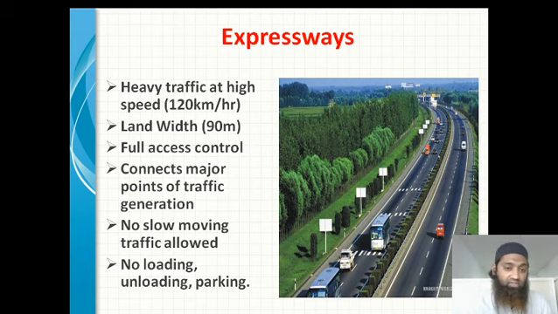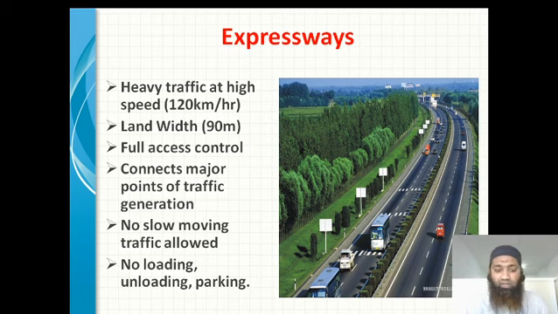Next you can see the land width is about 90 meters, from one side to the other. 90 meters is a very huge amount of width. From one end to the other, including the shoulders, parking areas and everything, 90 meters will be occupied by these expressways. And full access control is given. As I told you, there are no intersections and no obstructions in between. Next, it connects the major points of traffic generation, major cities and major towns, so that transporting goods from one place to another is made easy.